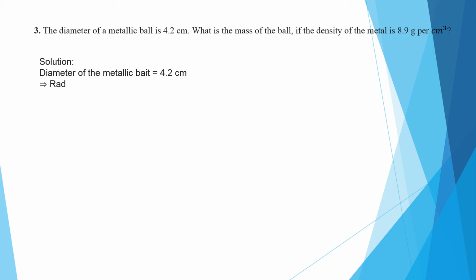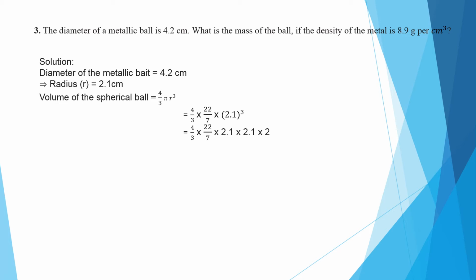Diameter is 4.2, so the radius will be 2.1 centimeter, and first of all we need to find the volume of the spherical ball. So the volume of the spherical ball is 4 by 3 pi r cube, that is 4 by 3 into 22 by 7 into 2.1 into 2.1 into 2.1. After calculation we are getting the answer in the form of a fraction. We will leave it as it is, 4 into 22 into 21 into 21 divided by 1000.